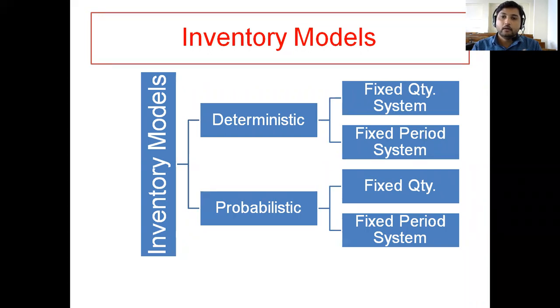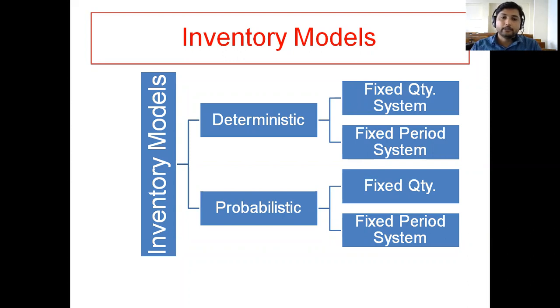In a fixed quantity system, you need to maintain one quantity in each order, whereas in a fixed period system, you need to maintain the time period between two succeeding orders. Let us say a 1 month, 6 month, 5 month, or 12-month time period. So the time period between two orders is constant, but the order quantity will differ according to the situation.